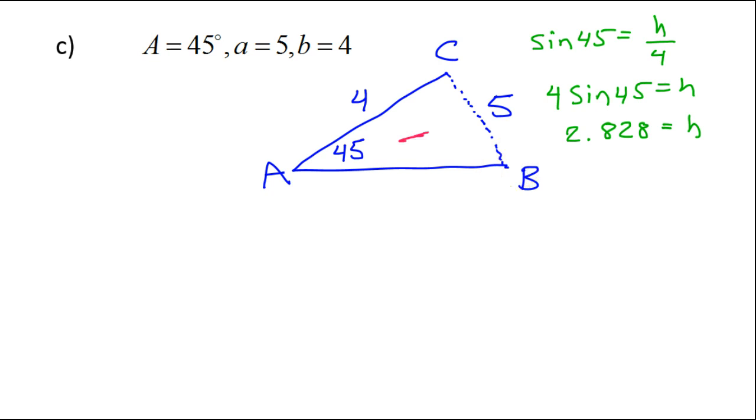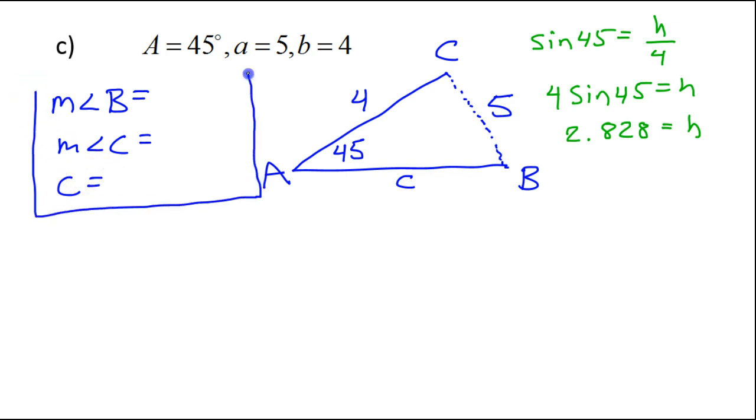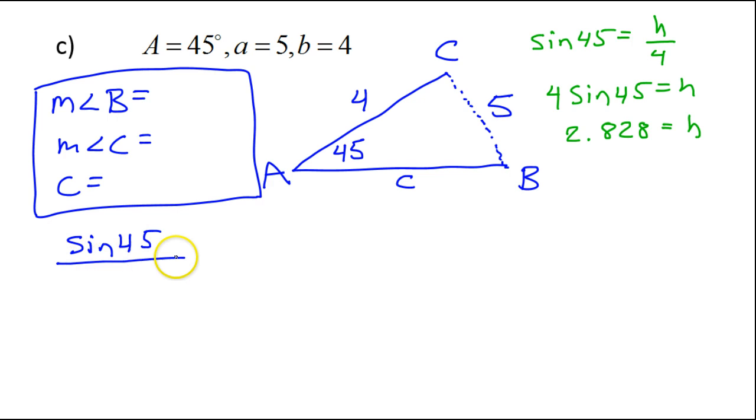Okay, so the rest of this should be pretty straightforward. What are we missing? We're going to need to find the measure of angle B and the measure of angle C and the length of side C. And when we find those three things, we will have solved the triangle. Let's find the measure of angle B. Since I'm looking for an angle, I'm going to put angles in the top. So I'm going to say the sine of 45 over 5 is equal to the sine of angle B over 4.